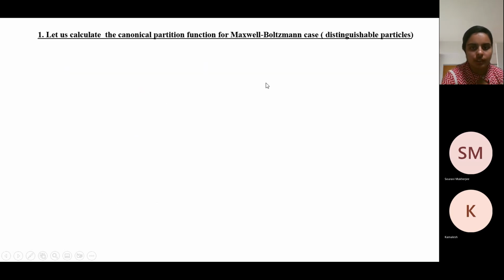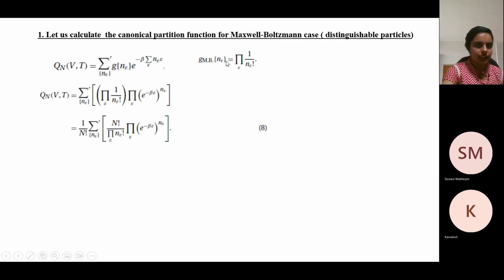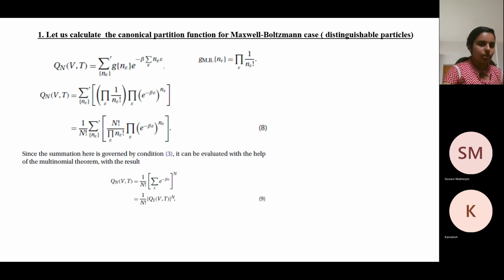Okay. So now we will use this relation. So suppose if you have Maxwell-Boltzmann case, which is for the distinguishable particles, so there you can use this value of the statistical weight factor, and if you include it here and use the multinomial expansion concept, what you see is that you get back the same expression as the classical case, right, as we had previously done.